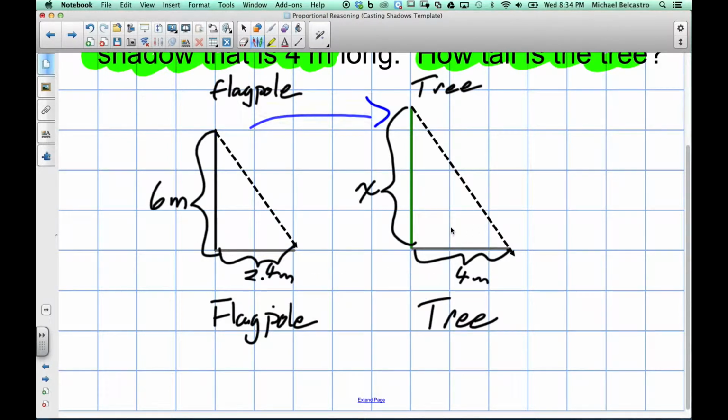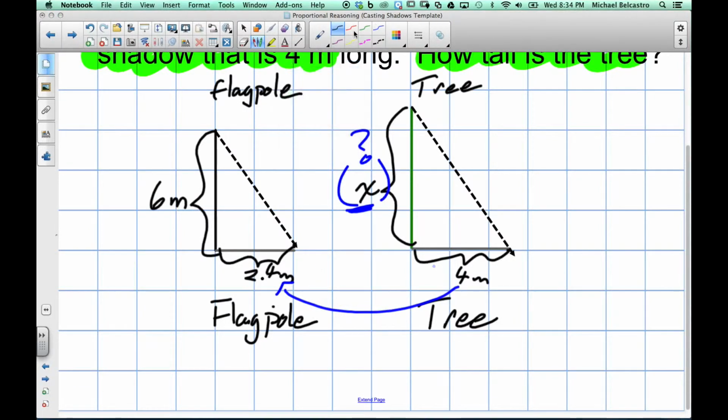Actually, it's probably going to be very helpful. I just need to figure out a value that goes from our flagpole to our tree. The reason I want to figure out the factor going from our flagpole to our tree is because I have more information about the flagpole than the tree. If I found a number to go down from 4 to 2.4, it's not as helpful because I wouldn't know how to apply it to the x, because I don't know the value of x. But we will show you how that will work after. Anyways, I need a scale. I need to go from 2.4 to 4.